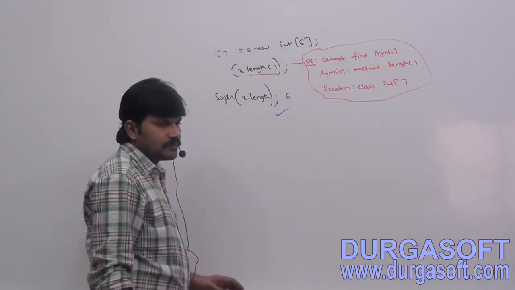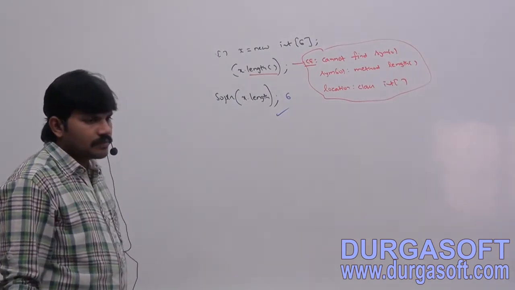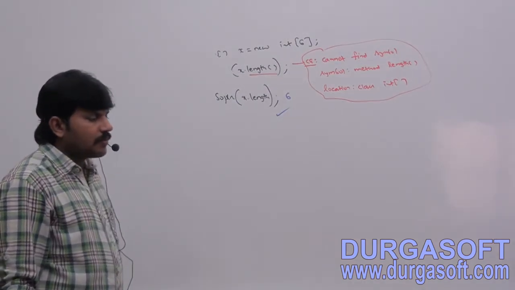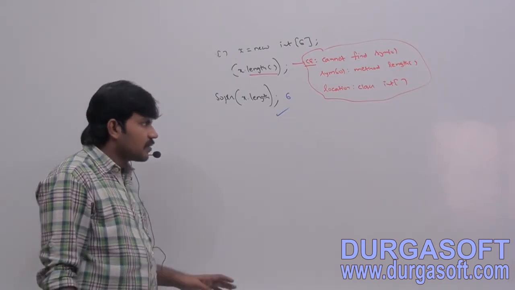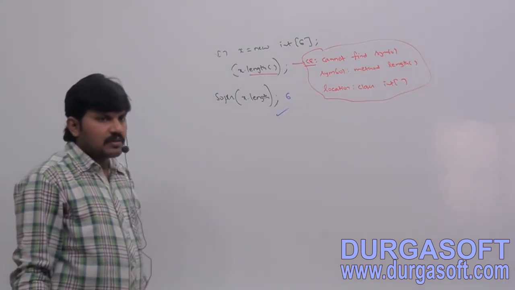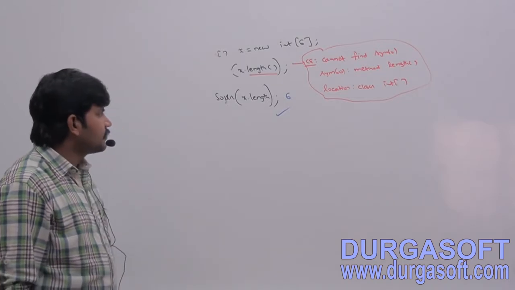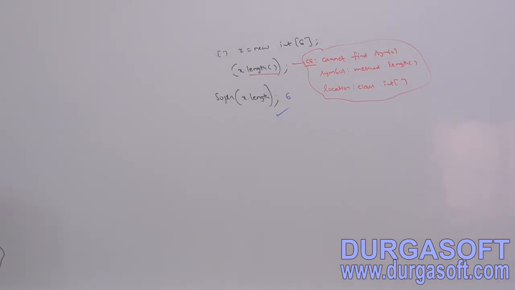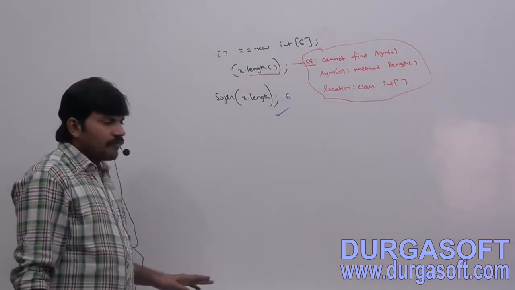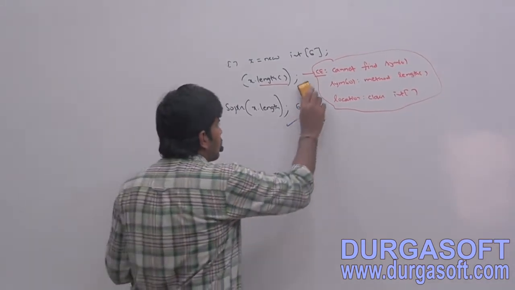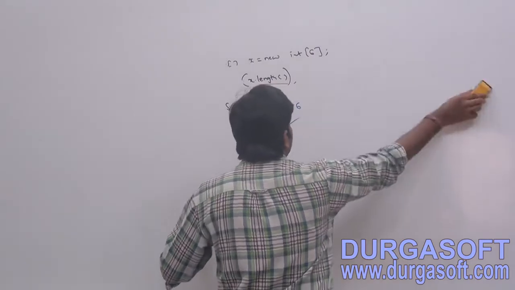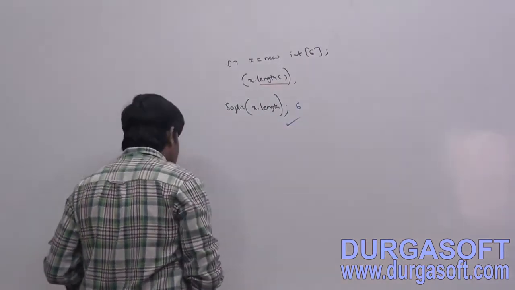Next one. With the method there is a compile time error also: cannot find symbol. Which symbol? Method length. Location: class int array. And whenever we are taking SOP of x dot length, it is perfectly valid. The answer is 6.